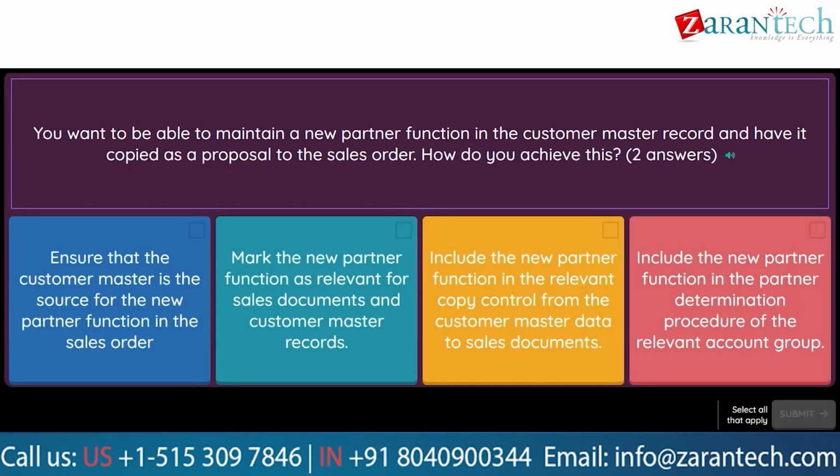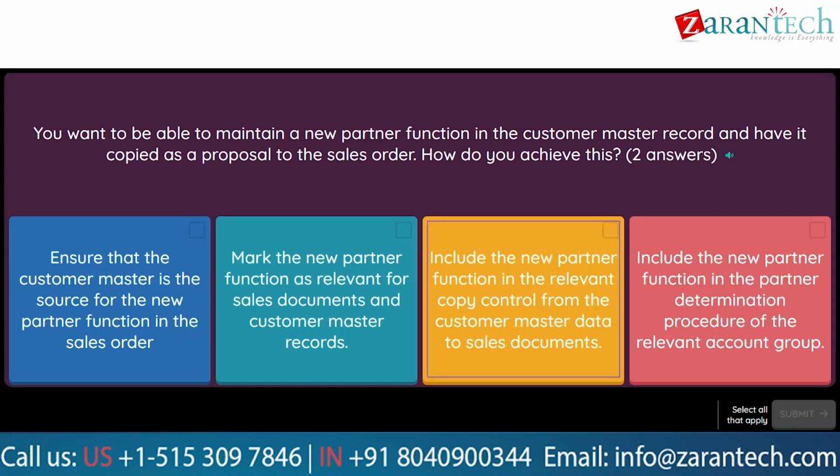Question: you want to be able to maintain a new partner function in the customer master record and have it copied as a proposal to the sales order. How do you achieve this? 2 answers. Option 1, ensure that the customer master is the source for the new partner function in the sales order. Option 2, mark the new partner function as relevant for sales documents and customer master records. Option 3, include the new partner function in the relevant copy control from the customer master data to sales documents. Option 4, include the new partner function in the partner determination procedure of the relevant account group.